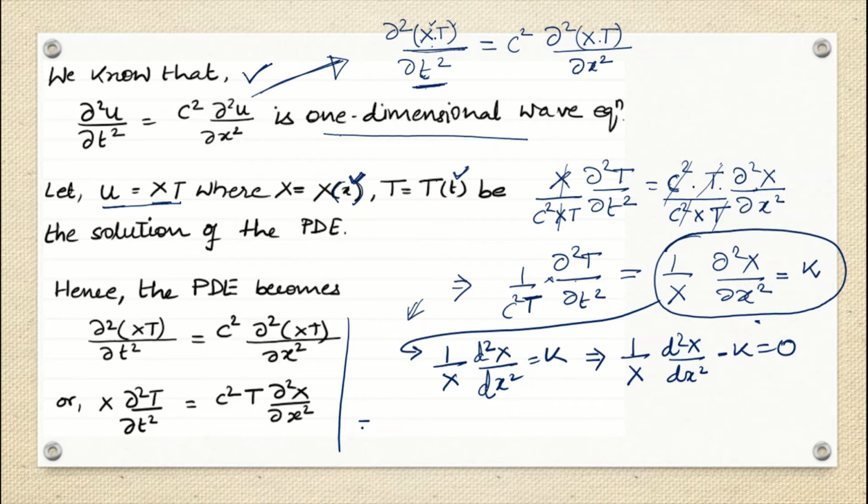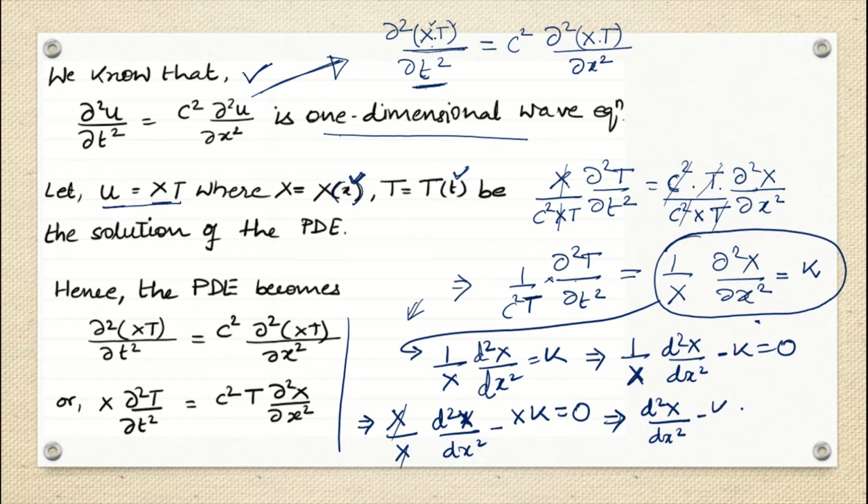Similarly to the previous one, we multiply the left hand side and the right hand side with x, just to avoid x in the denominator. So I'm multiplying x in my left hand side, then this is x into k, and again I multiply x with 0, so it will be 0 only. In that case I can rewrite this equation as, x gets cancelled, d2x by dx square minus kx equals 0.